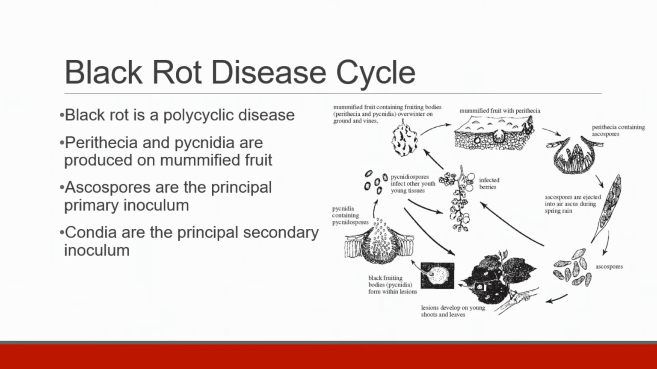Black rot is a polycyclic disease. The fungus produces perithecia and pycnidia on mummified berries that are on the ground or in the canopy. Ascospores are considered the principal form of primary inoculum, although conidia can also act as primary inoculum. Ascospores are released with the rain and then dispersed by wind and water.